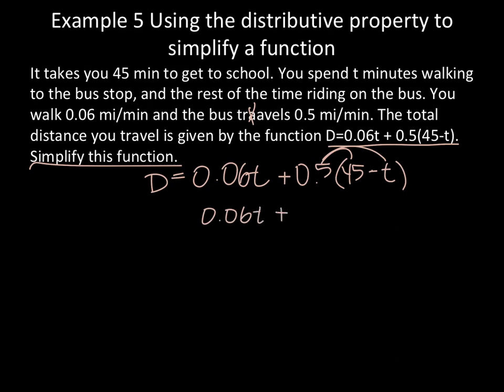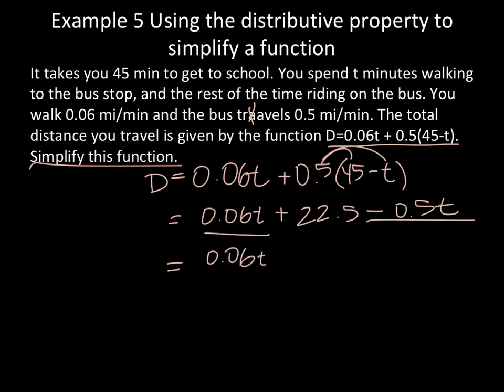So 0.06t plus 0.5 times 45. Half of 45 is half of 40 plus half of 5. So I have 22.5 minus 0.5t. From there, I'll combine like terms. I have a t and another t, right? Both raised to the first power. Combining them, 0.06 minus 0.5, plus 22.5.